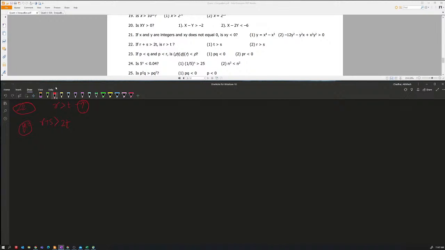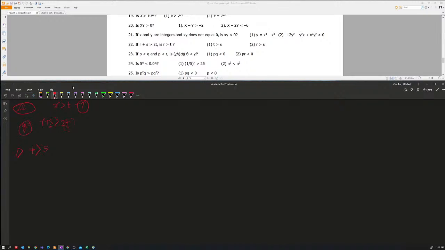Now let's take the first condition. The first condition says t is greater than s. So t is greater than s, fine, not a problem. Since t is greater than s and r plus s is greater than 2t, two things are given. So t is greater than s at least, but is it greater than r? That is one question that we don't know.